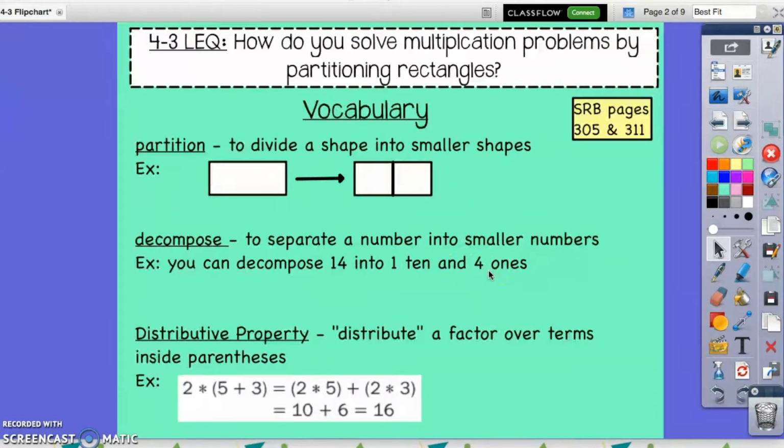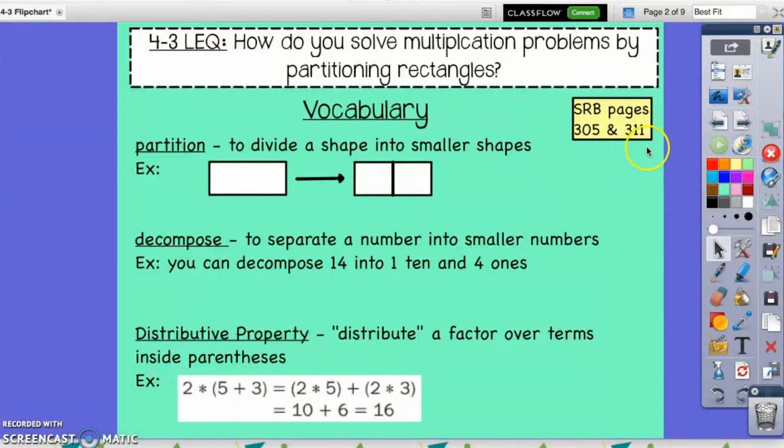Our last word is the distributive property of multiplication. This property allows us to distribute a factor over terms inside parentheses. For example, we have 2 times the quantity of 5 plus 3. That is the same as saying 2 times 5 plus 2 times 3.